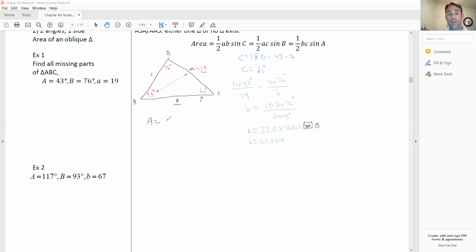I can now go ahead and plug in here 1/2. Still got to find side c. We'll come back to it in a second. But a is 19, so a side, another side, which I saved as B, and the sine of the angle in between.